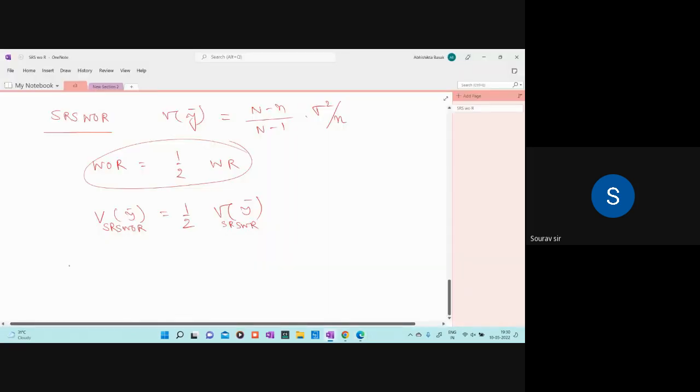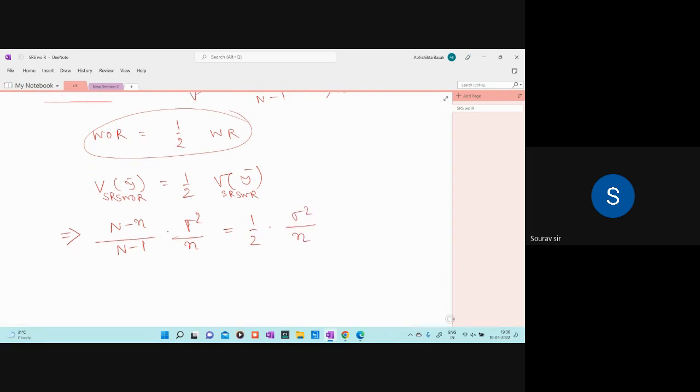Okay. So let us put the expression basically. Capital N minus small n by capital N minus 1 into sigma square by small n is equal to half of sigma square by small n. Can you solve and tell me the value of n?